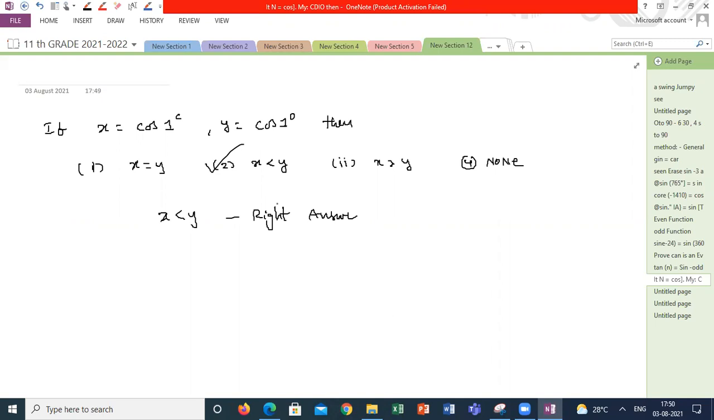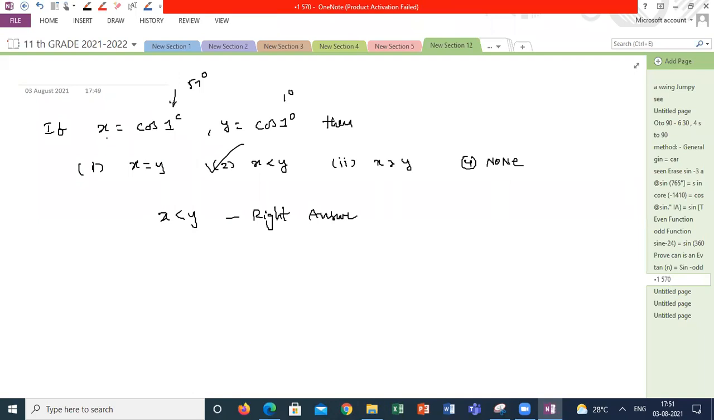So 1 radian is somewhere near 180 upon pi, so it's somewhere near 57 point some degrees. So cos 57 point some degree is obviously lesser. Keep in mind, this is 57 and this is 1 degree. For smaller values, cos is bigger; for higher values, cos is smaller.